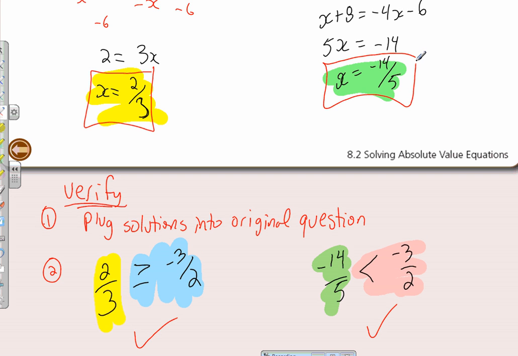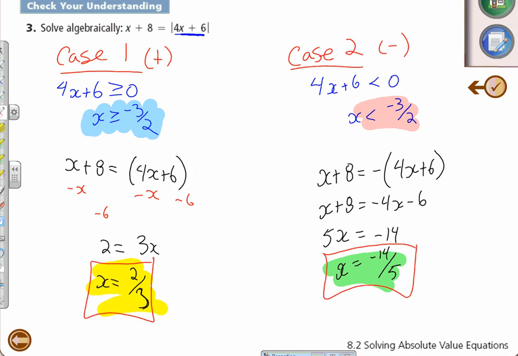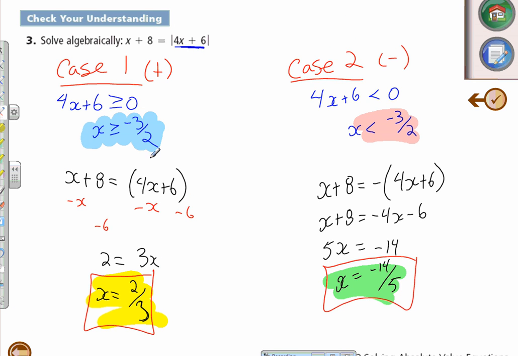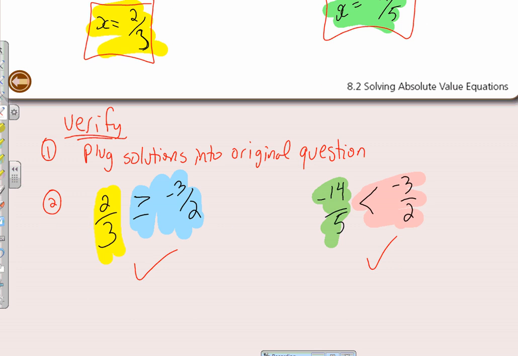So those two solutions verified. Two different methods of verifying. First one, plug those ones back into the original. I could take 2/3, plug it in for the x, work left side, work right side, see if I get the same answers on both. Then take this one, plug it into both sides, work it through, see if I get the same on both sides. The second method tends to be a bit easier when you're dealing with fractions especially.